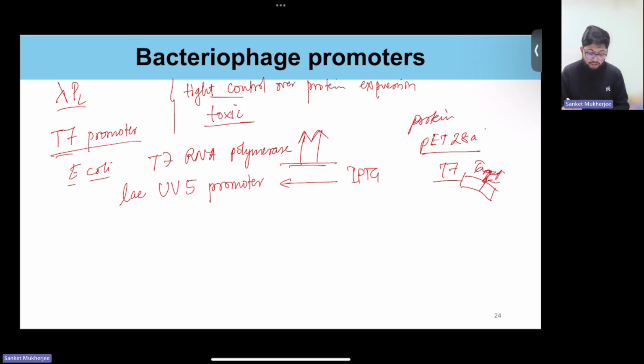RNA polymerase will bind to this T7 promoter and will overexpress your protein, whereas the other proteins in the cell will not really be overexpressed. So this is the idea behind it.